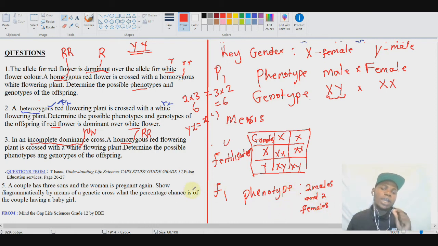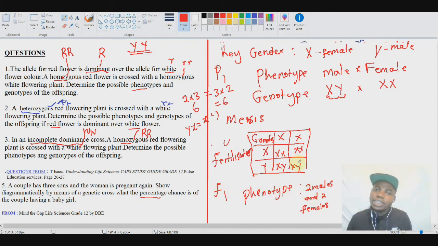So you've mastered how to answer the question. But then we go back and read. What was the question? The question was saying determine the percentages. So what are the percentages now? Now you have two males. The percentage of being a boy is equal to the percentage of being a girl.